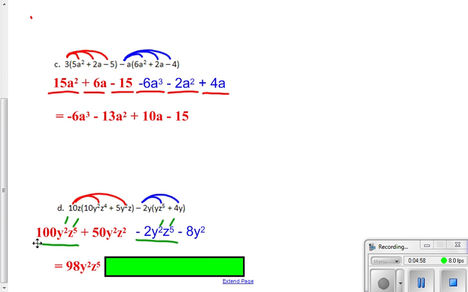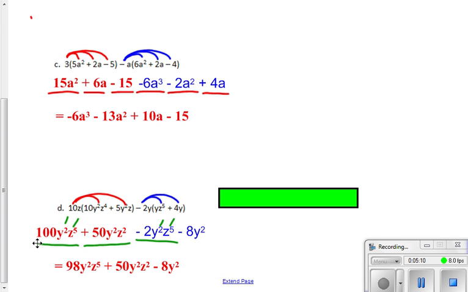The next thing that we would put in order here would be plus 50y to the second z to the second. That would be your next degree. And then finally leaving you with the negative 8y to the second. So that would be it in standard form. This will conclude lesson 29.